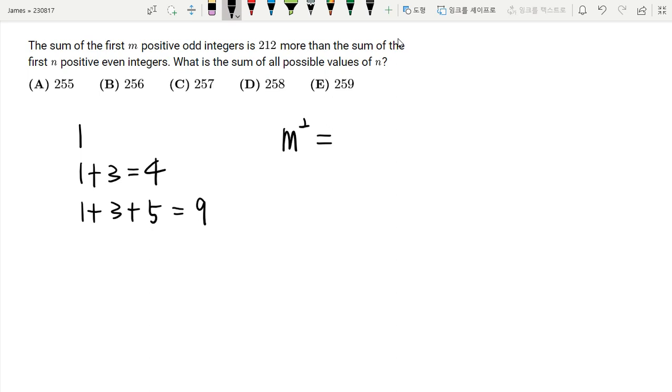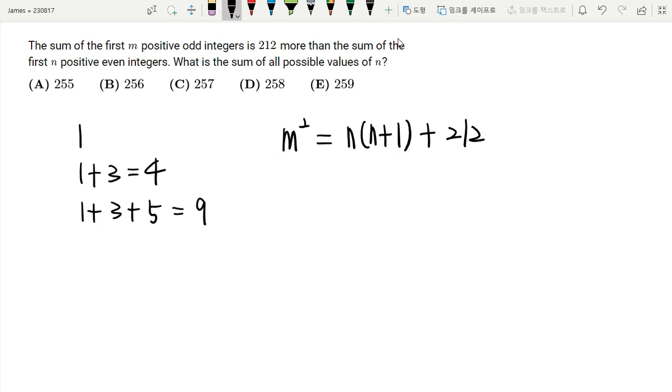And then the sum of even integers. If we want to find the sum of n even integers, because they are even, after adding 1 through n, we are going to multiply by 2. That makes n times n plus 1. And then the sum of odd integers is 212 greater than the sum of even integers, so we can make this equation.